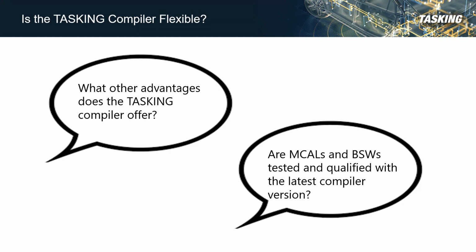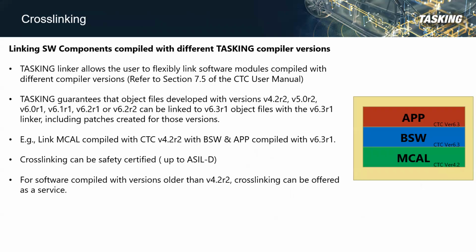Okay, so in order to get rid of that, tasking has a capability in our compiler which we call the cross-linking capability, or cross-linking feature. This cross-linking feature allows you to link software modules compiled with two different compiler versions. So we want to provide our customers with the option of using the latest compiler release and still be able to combine their software with other software modules compiled with the older version of the compiler.